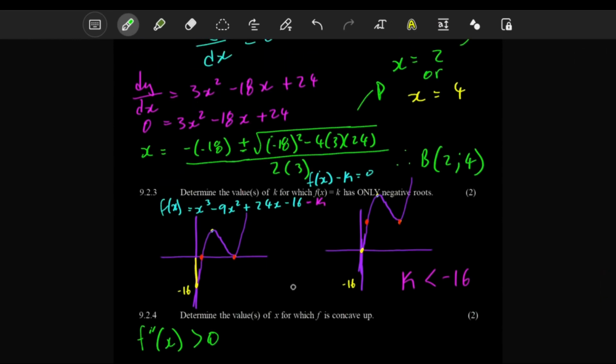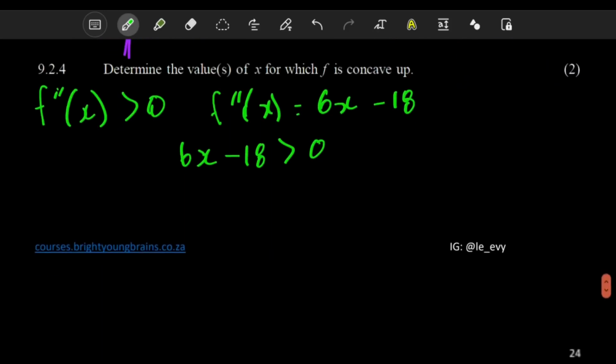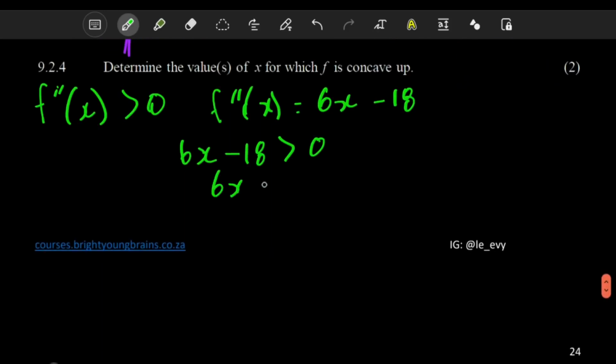Differentiating your first derivative, you're going to have 6x minus 18. You're working out where this is concave up, so you're just going to work out where this is bigger than 0. The 18 goes over, so you have 6x bigger than 18. Then you divide both sides by 6, and you have x bigger than 3.